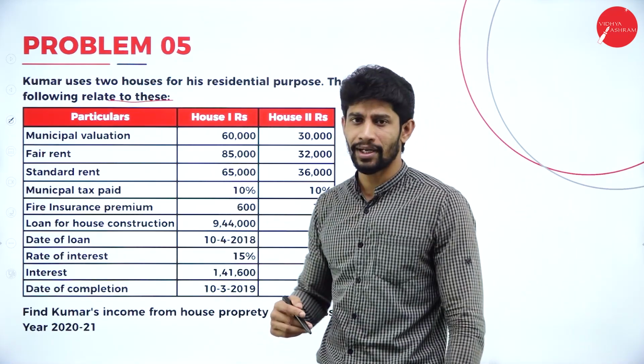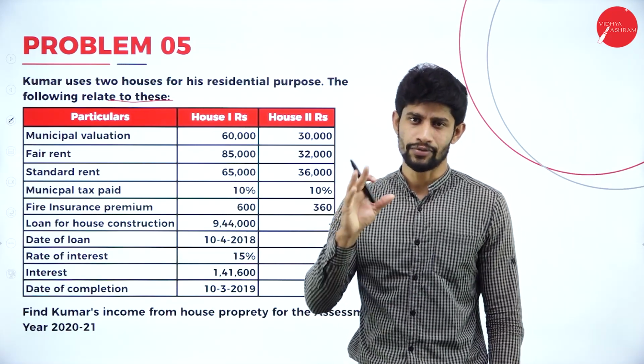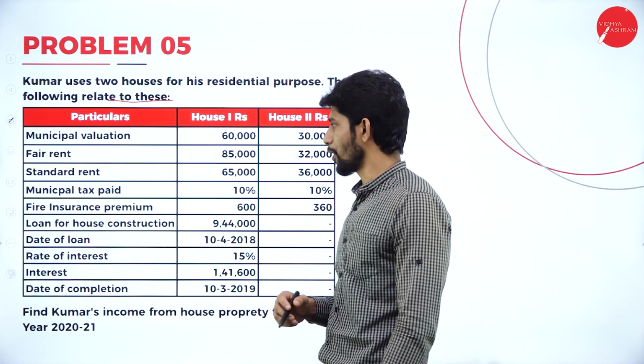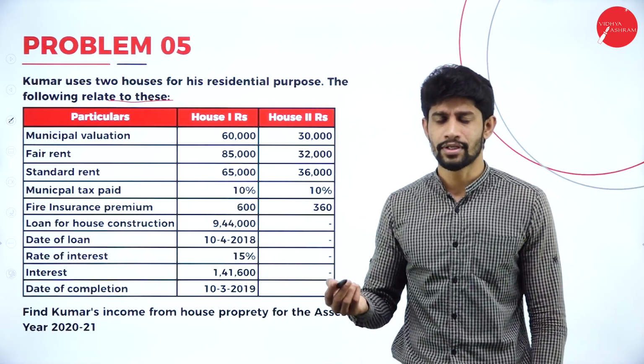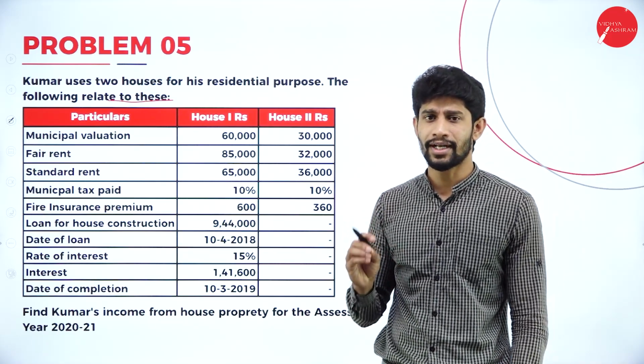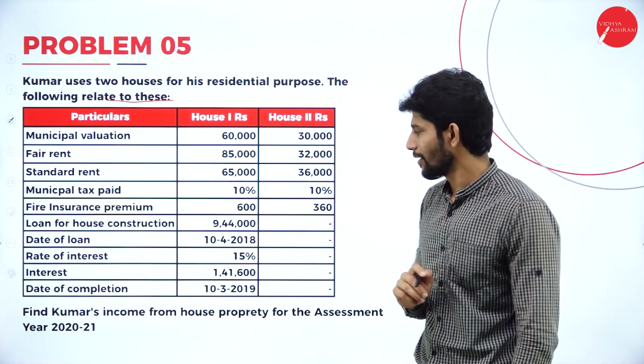So what is this self-occupied? Self-occupied is nothing but the house occupied by the real owner of the house. A house occupied by the owner is called self-occupied property. If both house 1 and house 2 are occupied by the owner, then both will be considered as self-occupied only.